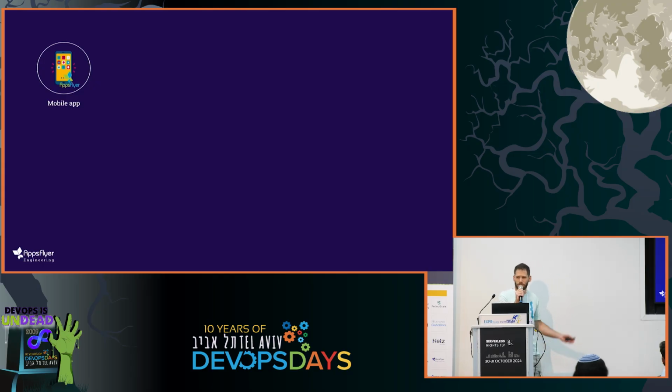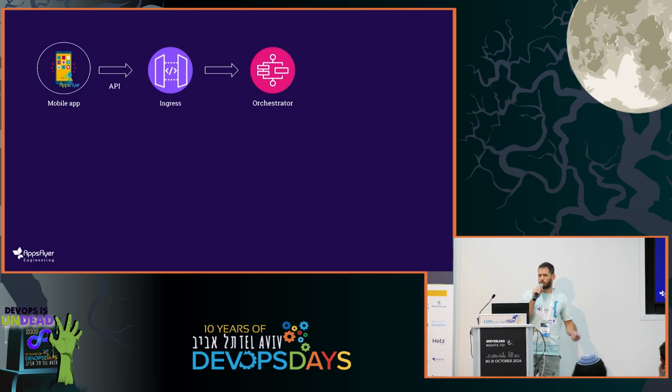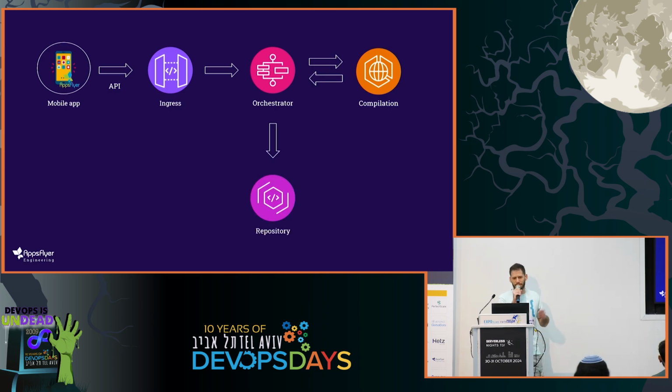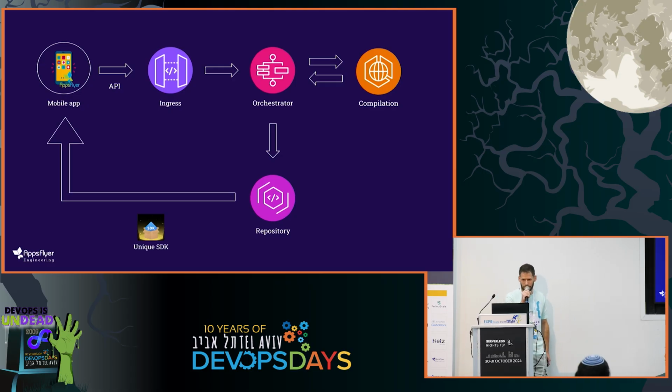So we start with a mobile app. The developer builds this app and adds AppsFlyer as a dependency. An API call is going to be made to Ingress, which is going to handle the data. Then we're going to have an orchestrator. It's going to be the glue of this whole architecture. Basically, the main thing the orchestrator is going to do is start the compilation process. Here, we're going to generate artifacts. Here, we're going to generate the unique SDK per mobile app. We're going to go back to the orchestrator and push the artifacts to a repository. And the developer is going to get a unique SDK for his app.